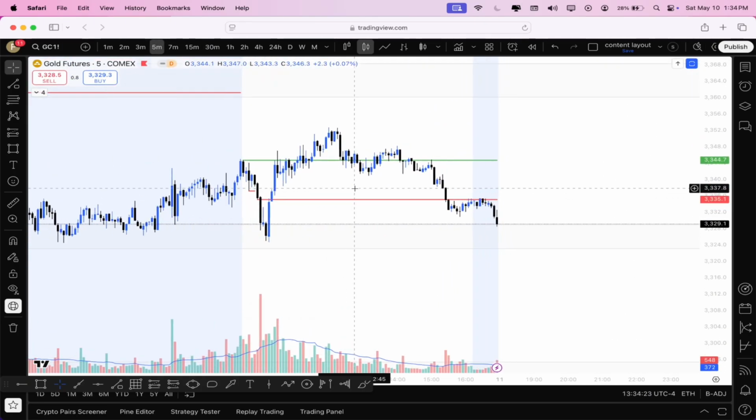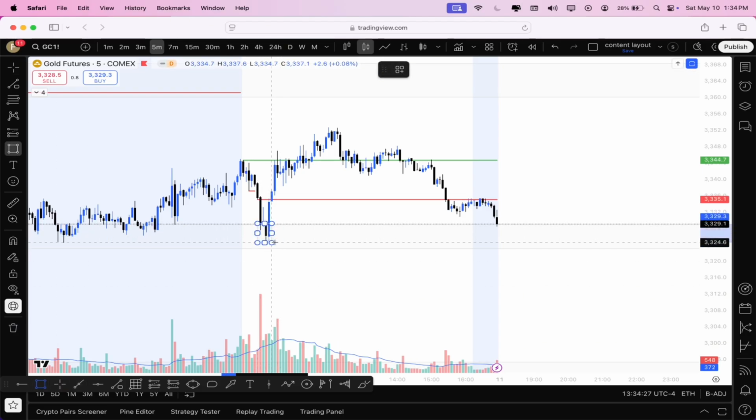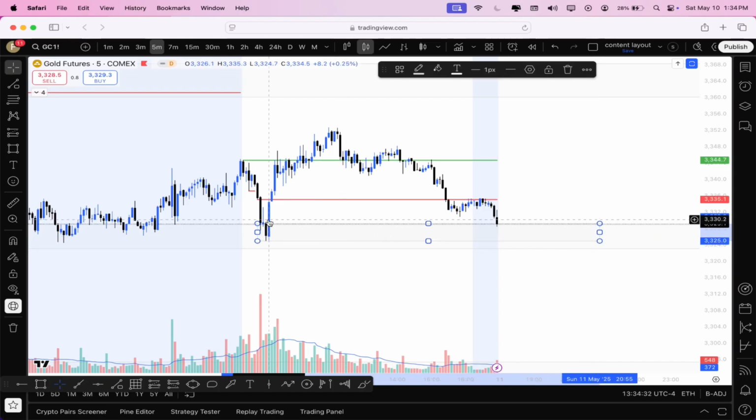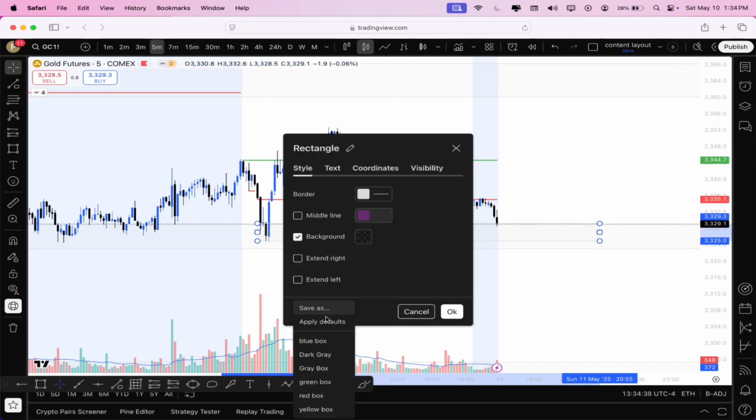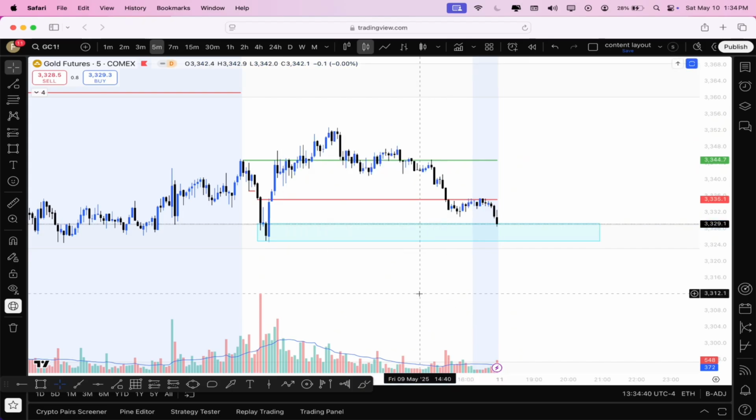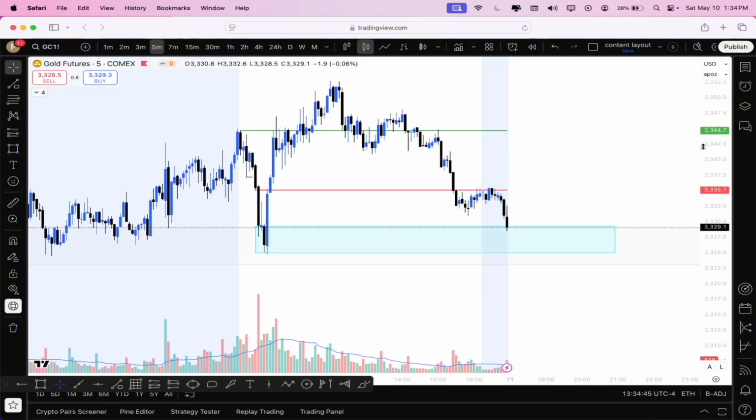Okay, cool. So now we see we have a demand zone here, and how you would mark it would be, you go from a supply zone. You would mark it from where it opened or closed to the bottom wick. You never want to mark the top wick. Let's go with the blue box. So that would be our demand zone, at least one of them.